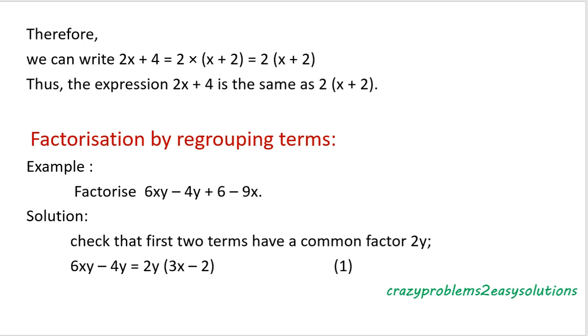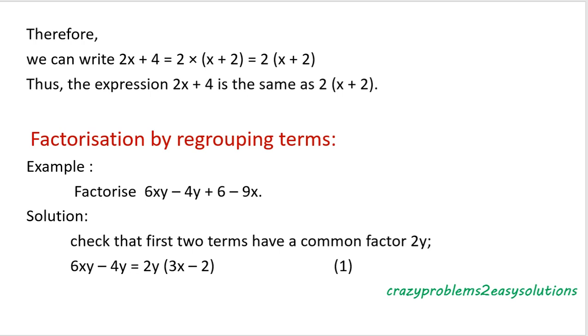Next, factorization by regrouping terms. For example, factorize 6xy minus 4y plus 6 minus 9x. In the regrouping method, we have to separate the terms into groups, and in each group we take the common factors. First, check that the first two terms have a common factor 2y. So we make a group of the first two terms, and the second two terms form another group. First we consider the first two terms, 6xy minus 4y.